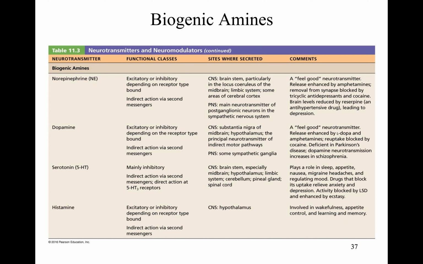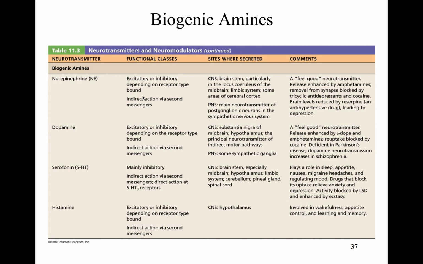Another group of neurotransmitters that I want to focus on are biogenic amines. In general, biogenic amines are referred to as some of our feel-good neurotransmitters. In other words, they're neurotransmitters that are released in neural pathways that regulate emotional behavior. There are two biogenic amines I'm going to focus on: norepinephrine and dopamine.